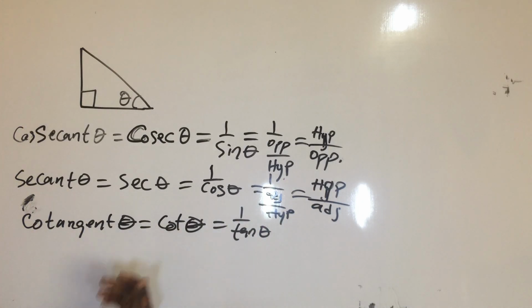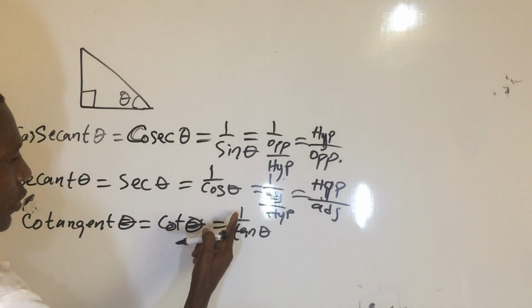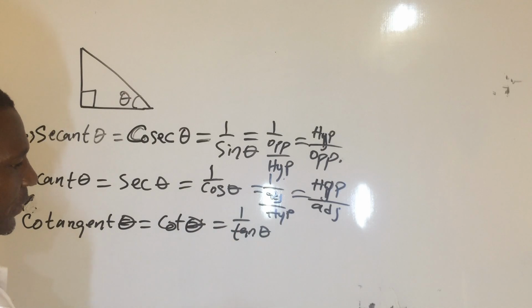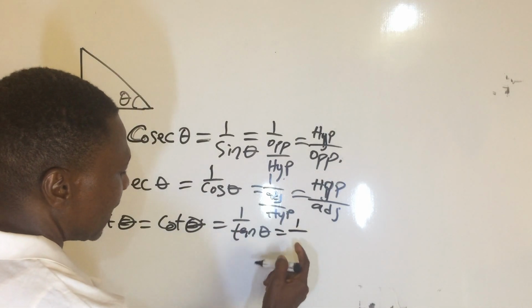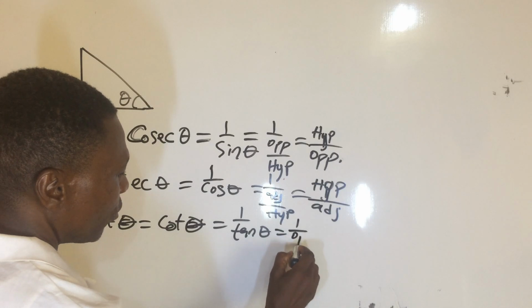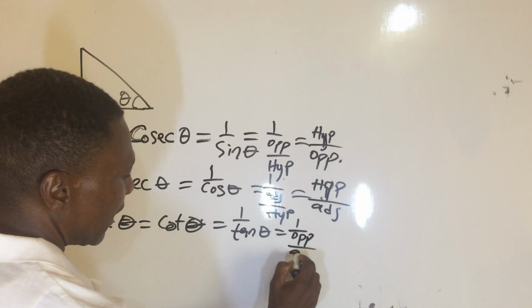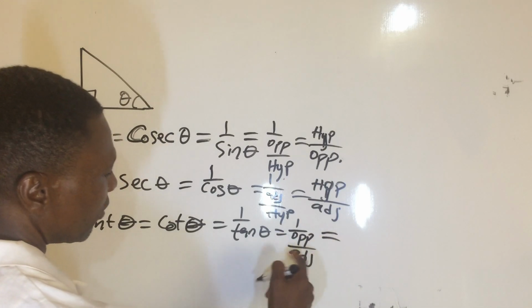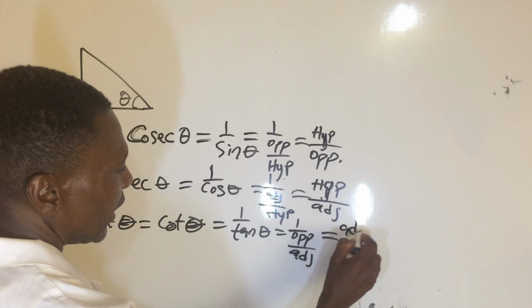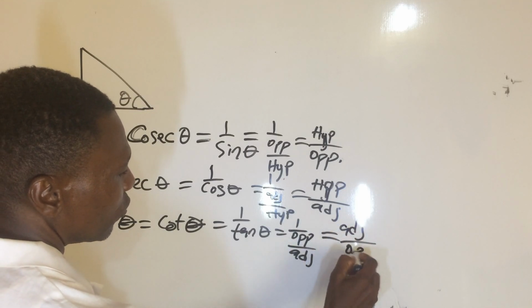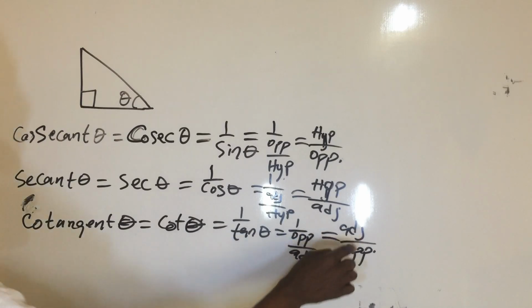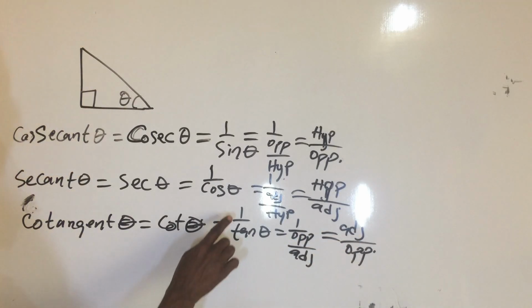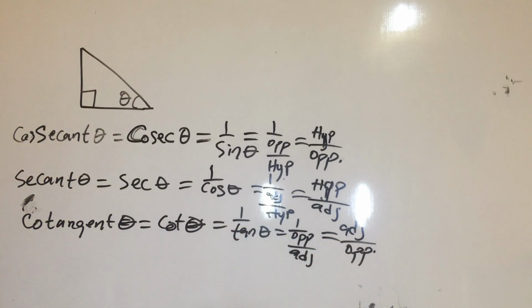The same thing with cot: 1 over tan theta, which is the inverse of tan theta. And we know that tan theta means opposite over adjacent, and the inverse of it will become adjacent over opposite. Therefore, we can calculate cot theta with adjacent over opposite, or 1 over tan theta.